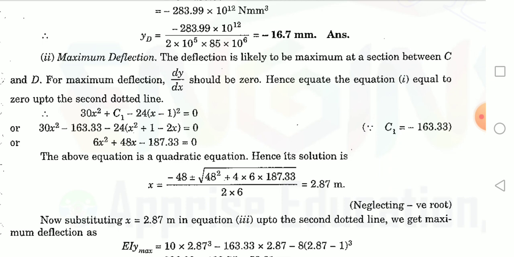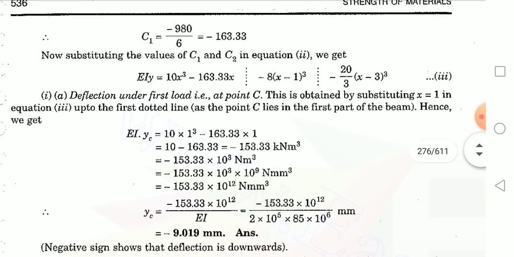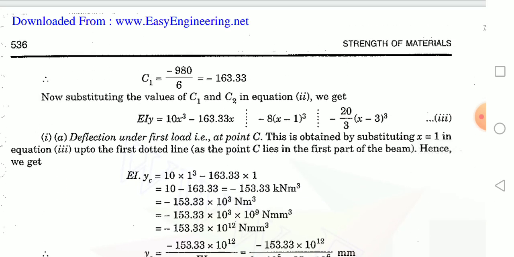2.87 meter. So the maximum deflection is at x equal to 2.87 meter. Now substituting x equal to 2.87 meter in equation 3, equation 3 is the deflection equation.